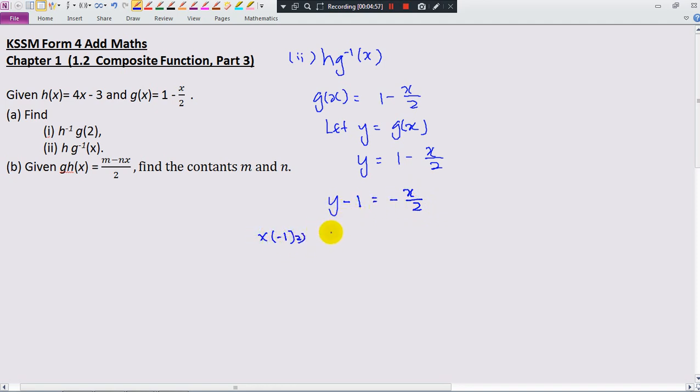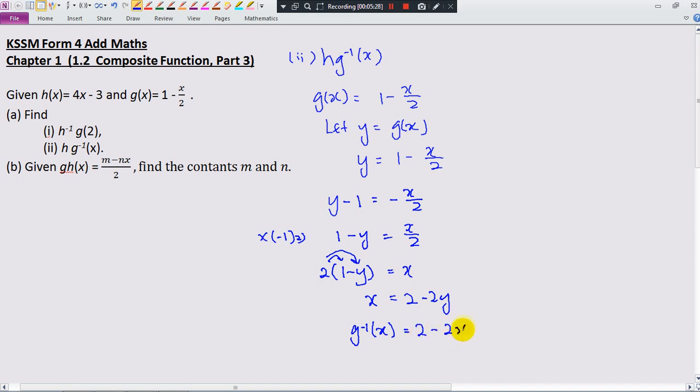So it will become 1 minus y, because negative becomes positive, positive becomes negative, and it's x over 2. I just bring the 2 up here. 2 times 1 minus y is equal to x. x is equal to, do some expansion here, 2 minus 2y. So now we have the inverse function of g. g inverse is equal to 2 minus 2x. Okay. So how about h of g inverse of x?